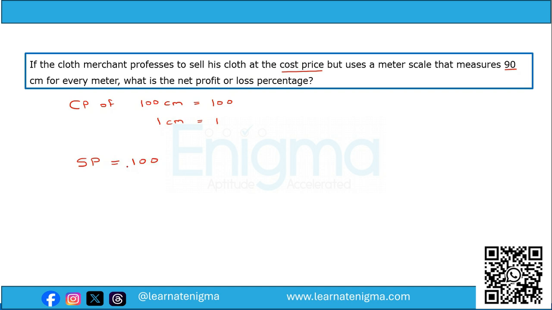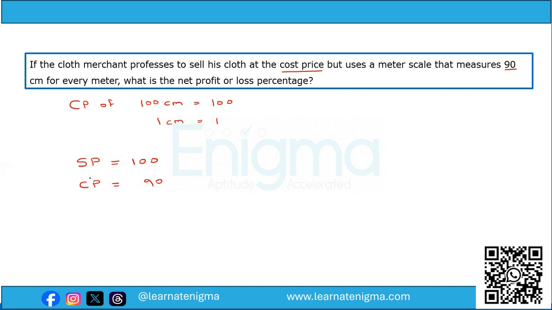But actually, he's cheating the customer, and in spite of claiming that he is giving 100 centimeters, that is 1 meter cloth, he is actually giving only 90 centimeters of cloth. So we can say the cost price of that 90 centimeter cloth will be 90 rupees.